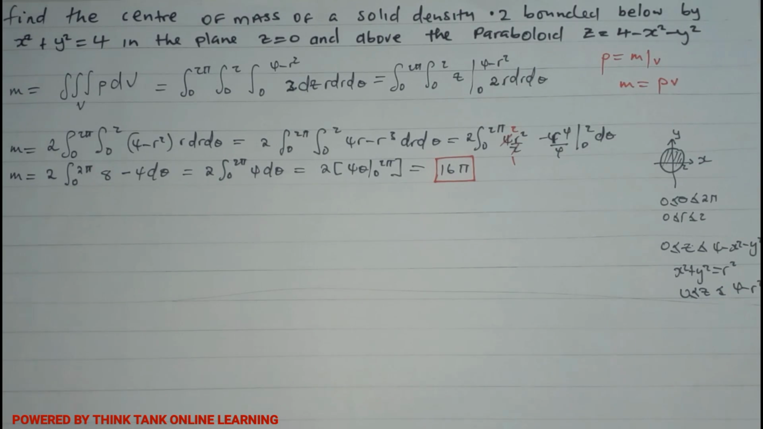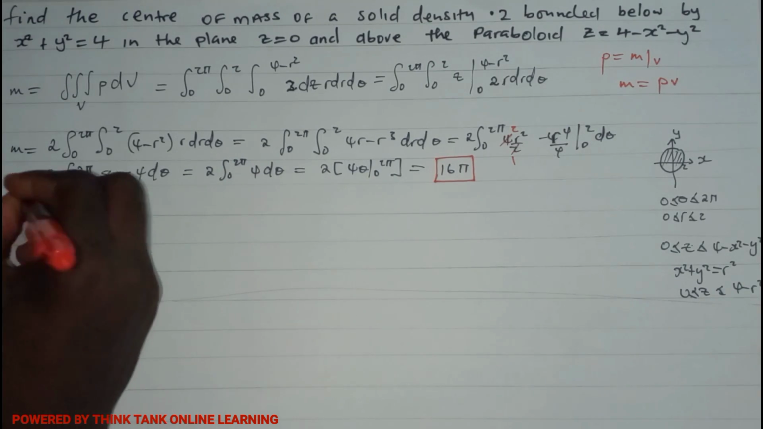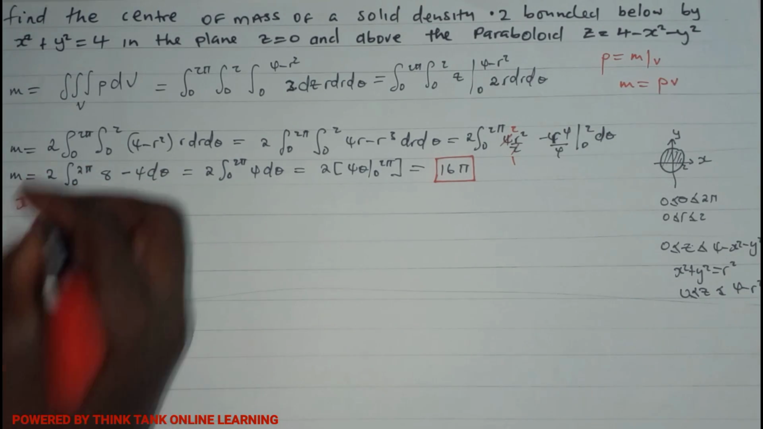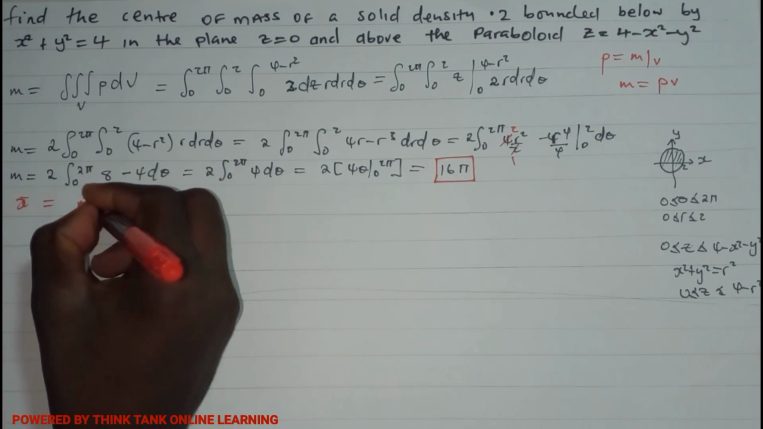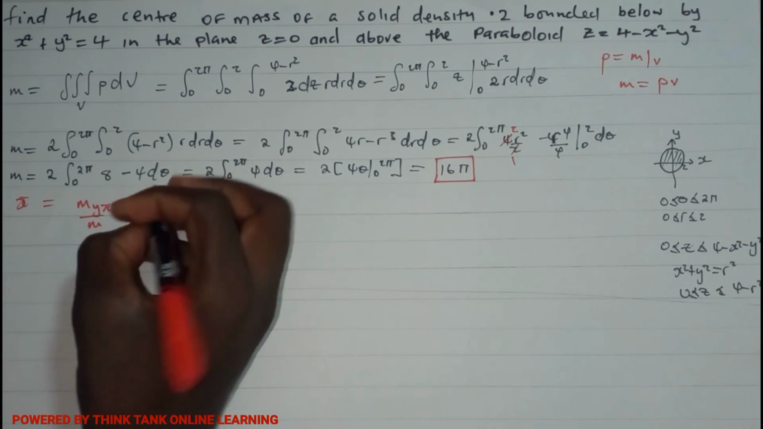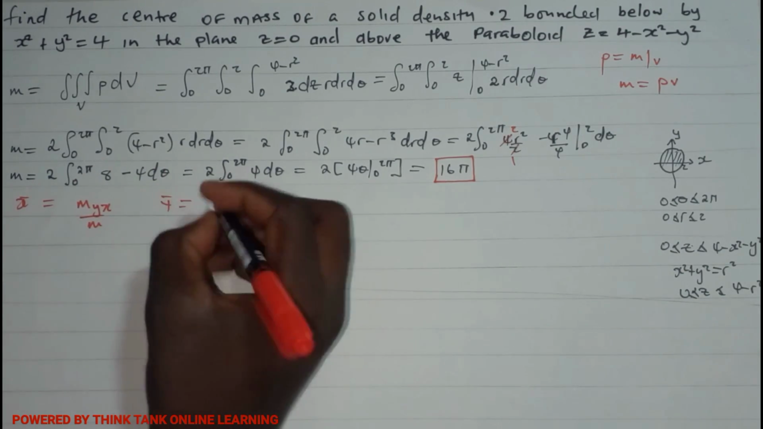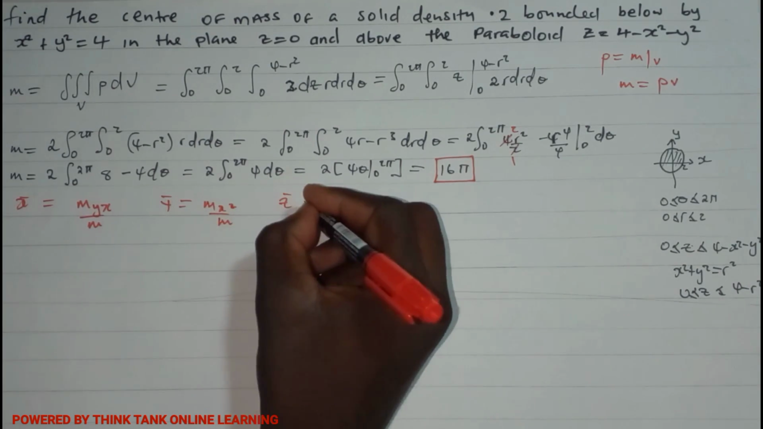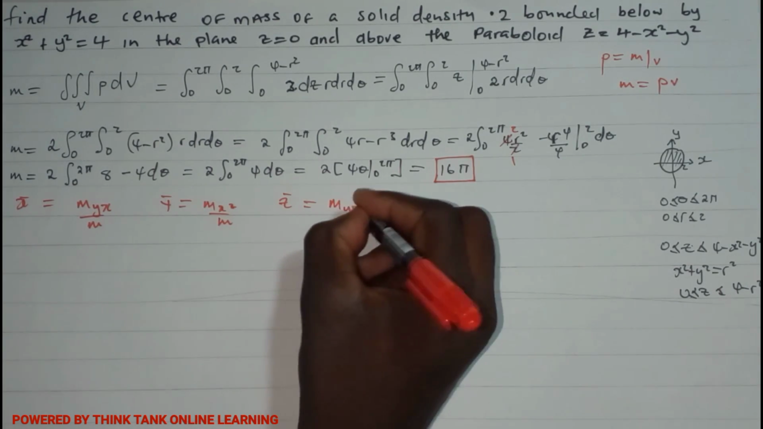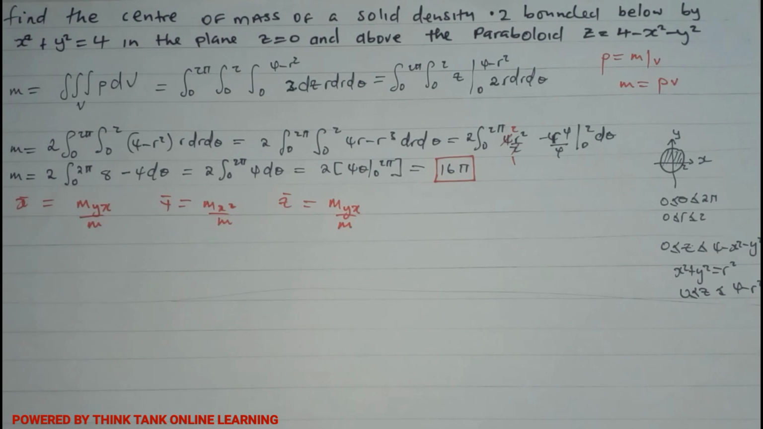So how we're going to calculate the center of mass: for x, let's call it x bar, which is the x coordinate of the center of mass, we first have to calculate Myz over the mass. Then for y bar, it's Mxz over the mass. Then for z bar, we'll say Mxy over the mass.